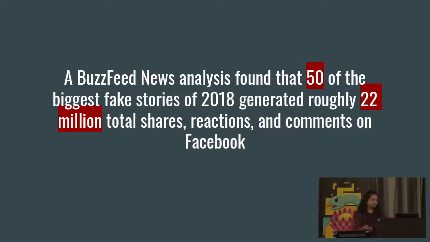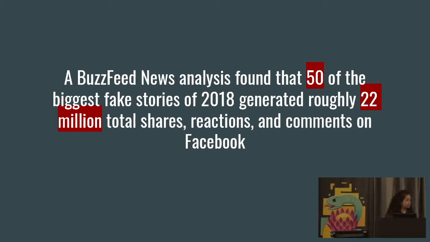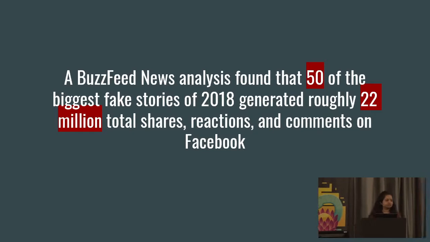This is a statistic that I want you all to read. There's a reason I have highlighted the numbers in this slide. That is because I want you to consider the multiplication factor at work over here. These were only 50 stories. The multiplication factor over here is 500,000. That is just the reactions that these stories got. The number of people affected because of whatever these stories contained could be much larger.